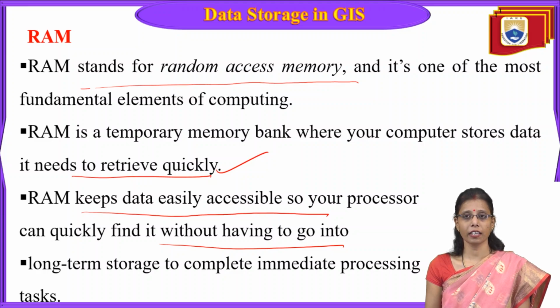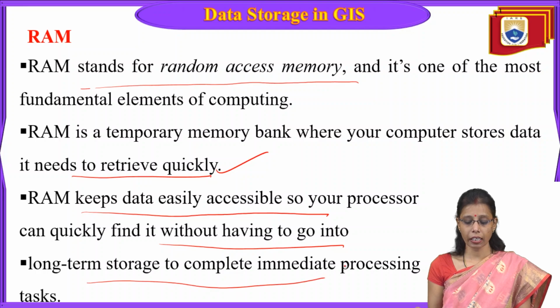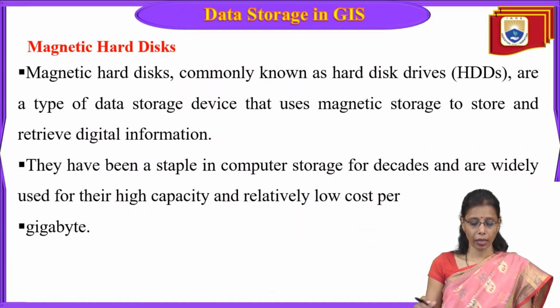So RAM makes the data easily accessible. Your processor can quickly find the information wherever the data is saved in the computer system, without going to long-term storage, to complete the immediate processing and tasks. RAM is a temporary memory which helps the processor run very fast, and helps the computer system find the data wherever it is saved. Now, magnetic hard disk.